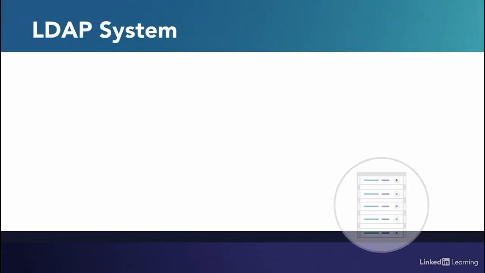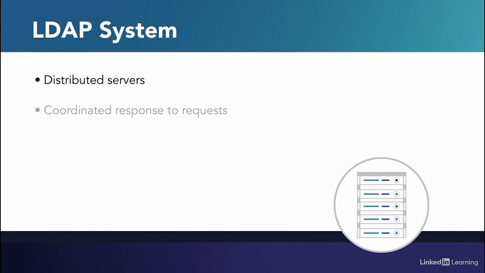An LDAP directory can be distributed amongst many servers, each having a replicated version of the total directory, and each being synchronized periodically. An LDAP server that receives a request from a user takes responsibility for the request, passing it to other servers as necessary, but ensuring a single coordinated response goes back to the user.